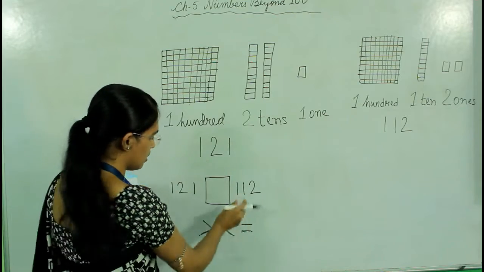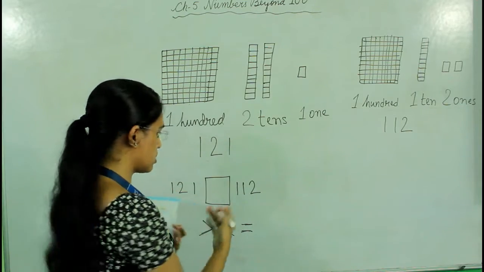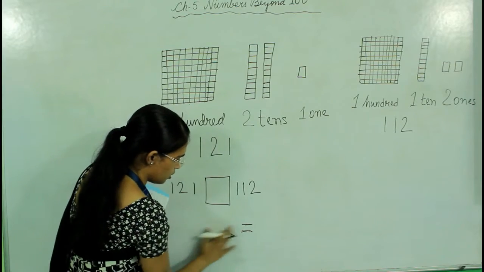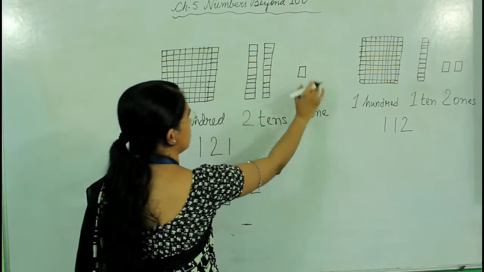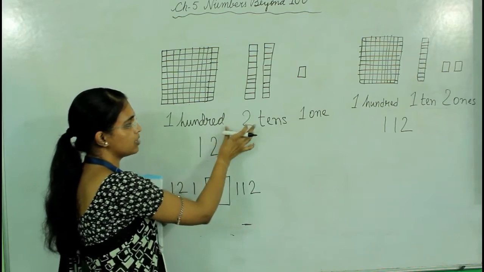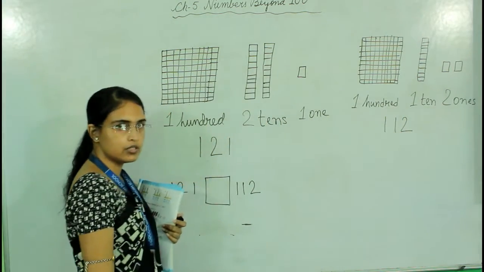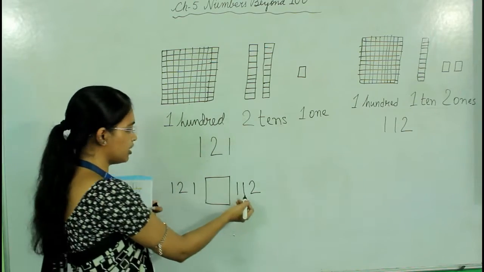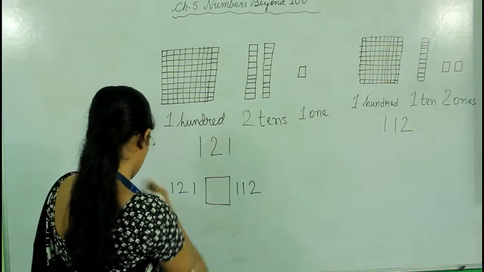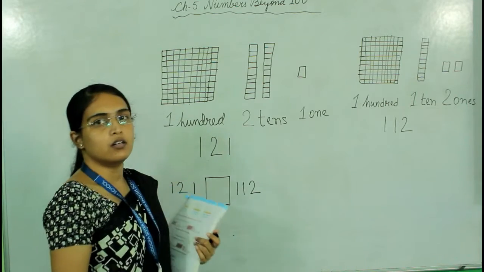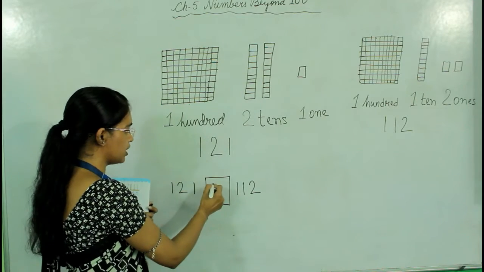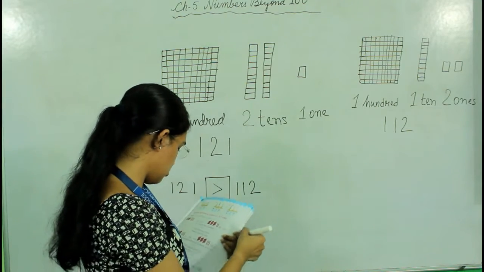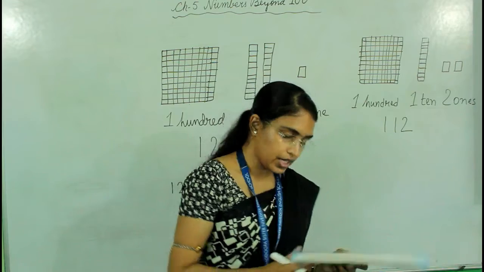We have already learned about this greater than, less than, and equals to. Now you have to count these blocks and compare this number with the numbers on this side. Then you have to find out which one is greater than whom. So 121 is greater than 112. So which side do I have to put it on here? This side. So 121 is greater than 112. So in this way we have to find out greater than or less than.